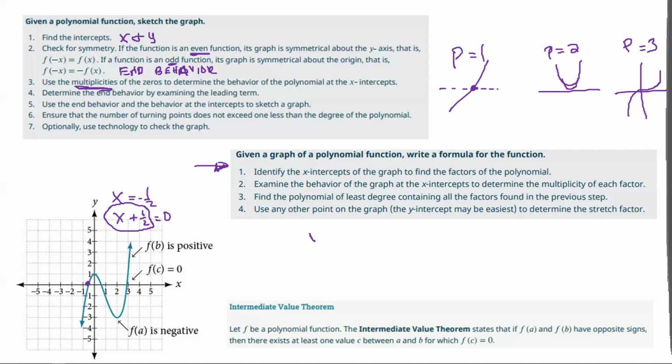Let f be a polynomial function. Okay. So it could be any polynomial function that you could think of. The intermediate value theorem states that if f of a and f of b have opposite signs, then there exists at least one value c between them for which f of c equals 0. Huh? Let me draw you a picture here. If I can find my righty thing again. There we go. Okay, that's a pretty good place too.